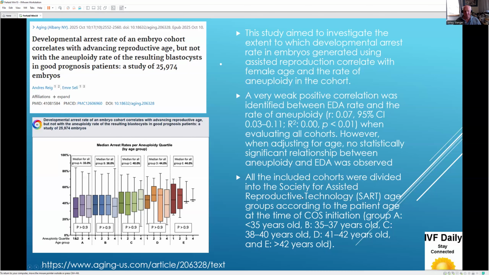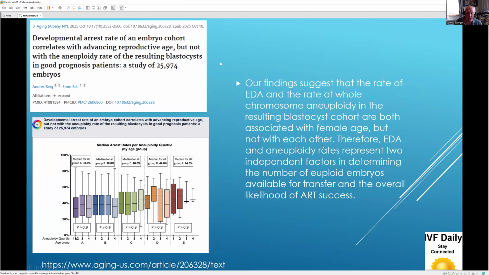rate of arrest. So they reported a very weak positive correlation was identified between developmental arrest and the rate of aneuploidy right across the whole group. But when you adjusted for age, no significant difference did exist. So most of the effect was due to age. All the included cohorts were divided into the Society for Assisted Reproductive Technology SART age groups according to the patient age, as I've indicated before.